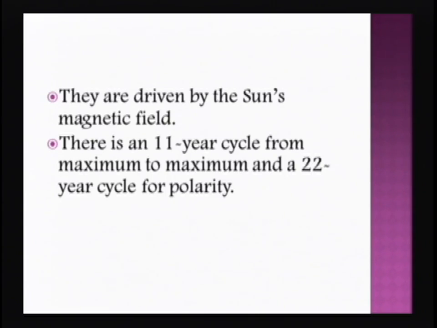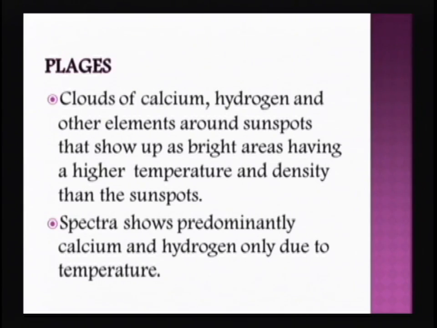And then you have a 22-year cycle for polarity. So one 11-year cycle, in the northern hemisphere, the leading spot might be a south pole. That next 11-year cycle, that leading pole is going to be a north pole. And so it takes 22 years to get back to that same leading pole, as opposed to just looking at a maximum and minimum. Plages tend to be clouds of calcium and hydrogen and other elements that show up around sunspots. And they show up as bright areas that have a higher temperature and density.